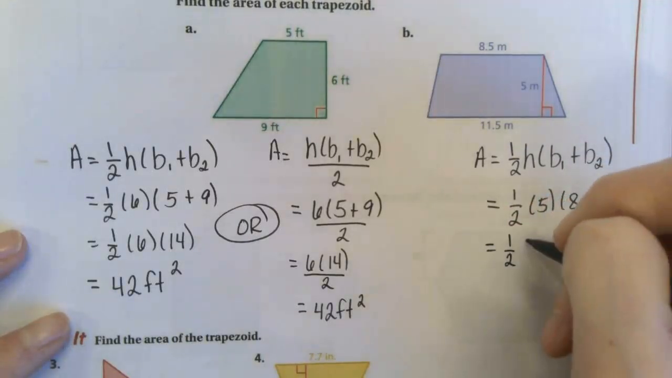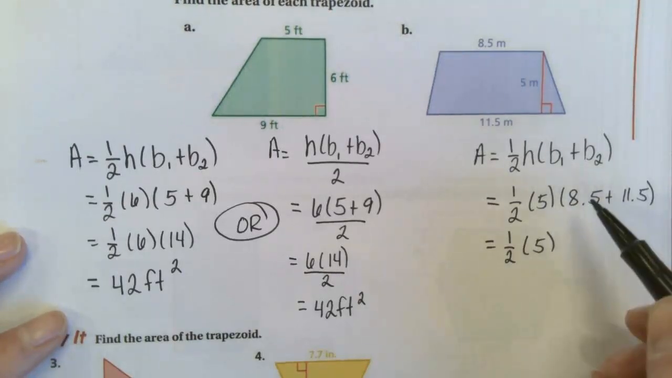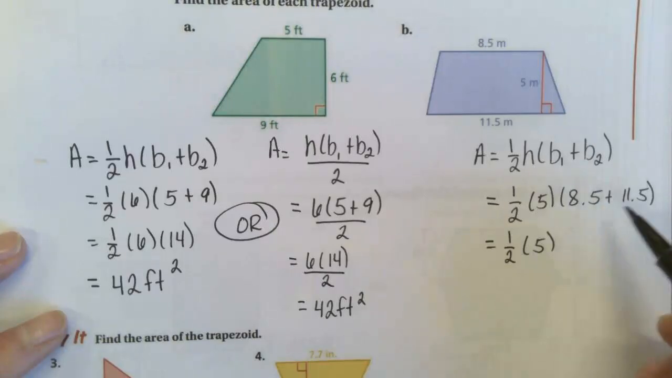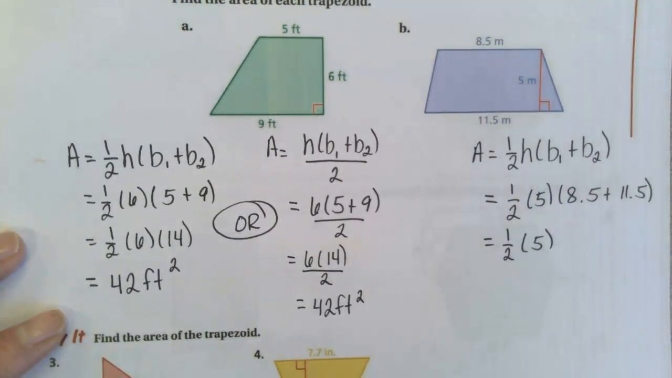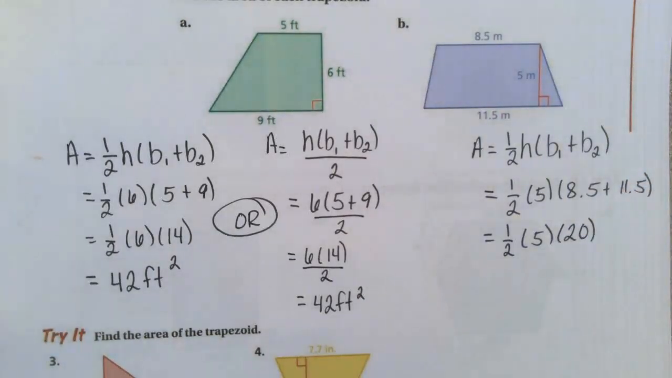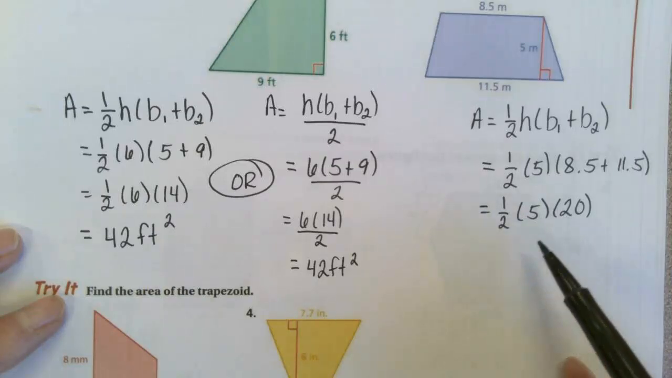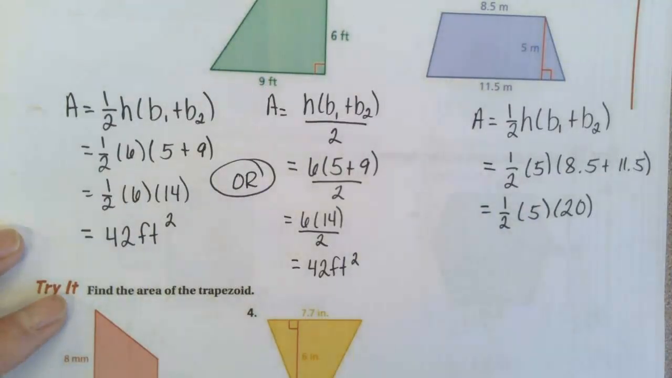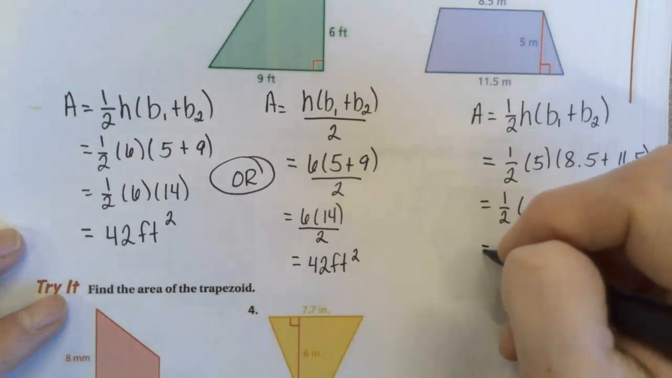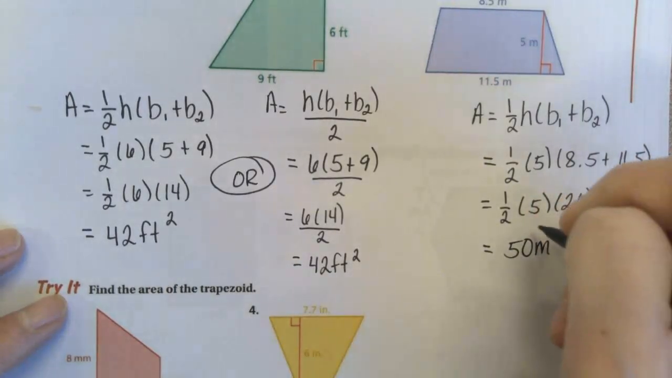Because if I rewrite this, if I take 8.5 plus 11.5, well, 8 plus 11, there's 19, and then if I have a half and a half, or 0.5 and 0.5, that's just 1. So 19 plus 1 becomes 20. Works out nicely. So we can do 20 times 5 and cut that 100 in half, or do half of 20 to get 10, and then do 10 times 5. Either way, we end up with 50 meters squared.